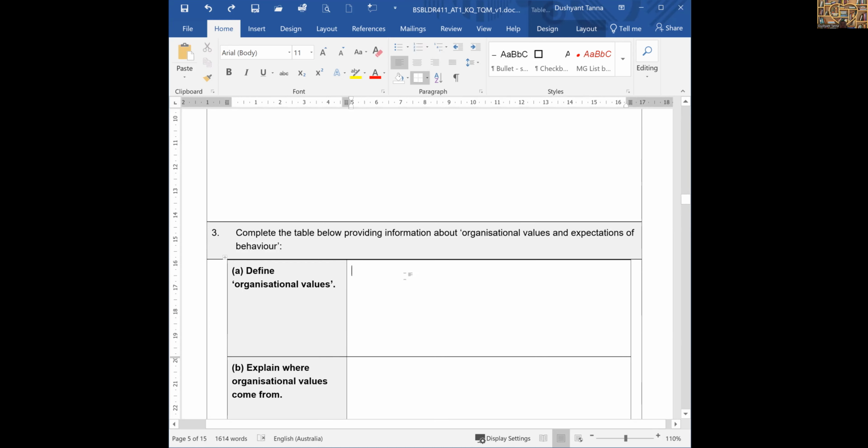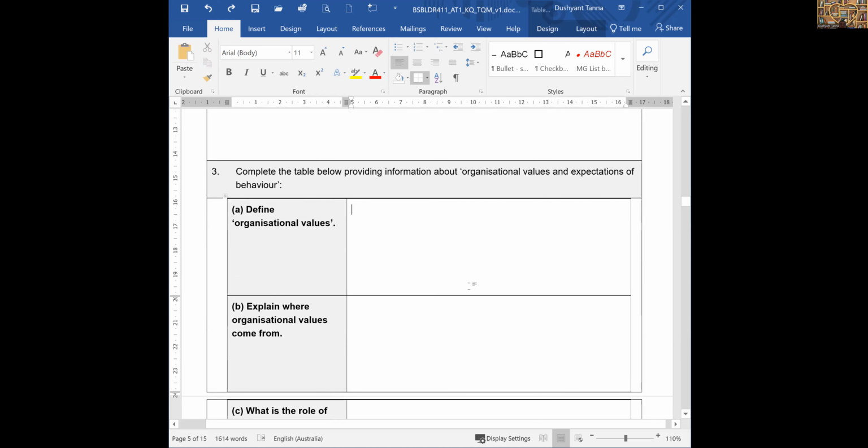The values are the common attributes that an organization follows, the basic principles, right? And it applies to how they are doing the business, isn't it? Yeah, that's the value.